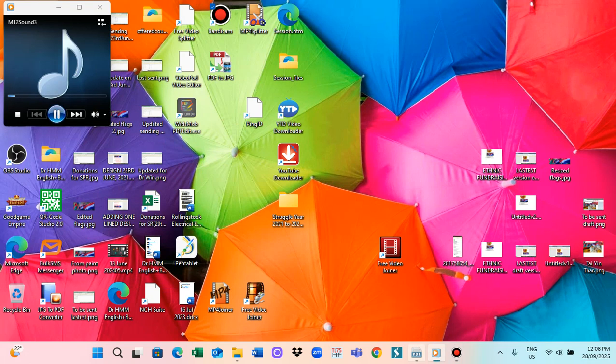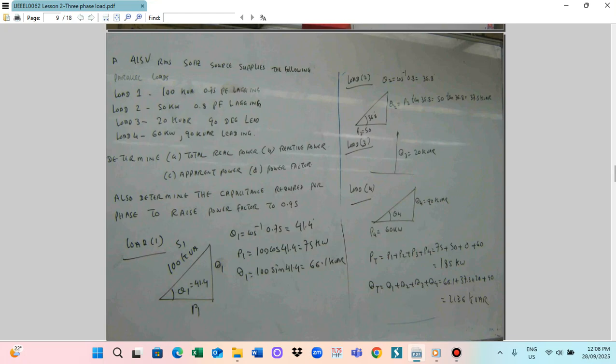This is a pretty low... For the 15 volt IMS 50 half, supplies the four loads. Load 1 is a 100 kVA, power factor 0.75 lagging. Load 2 is a 50 kilowatt, 0.8 power factor lagging. Load 3 is a 20 kVA, 90 degrees leading. And load 4 is 60 kilowatt and 90 kVA leading. So we have to calculate the real power, reactive power, apparent power, power factor, and also determine the capacity required per phase to raise the power factor to 0.95.